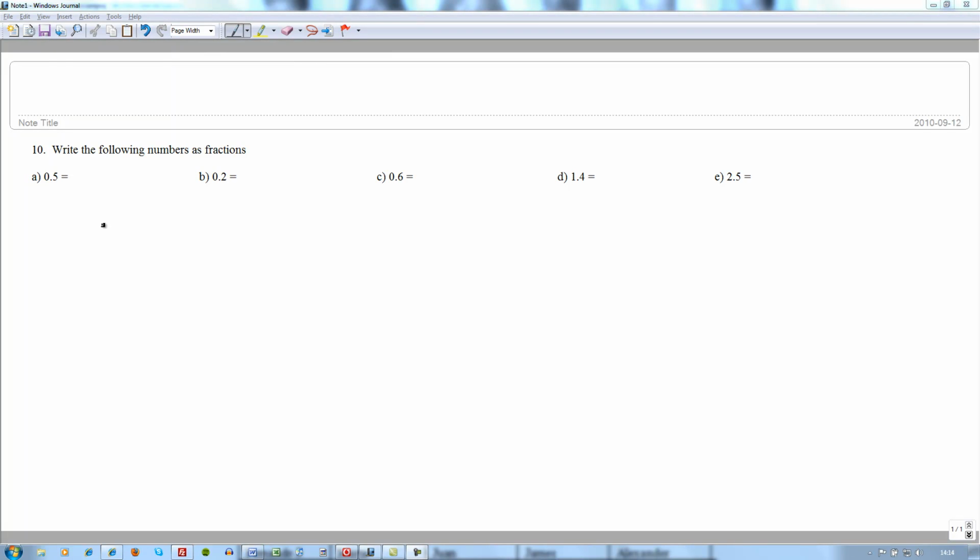Write the following numbers as fractions. There's a trick for this that you can use every time you have a decimal number like this and you want to write it as a fraction. Let's say you have this number 0.5. You can write that as 5 divided by 10.